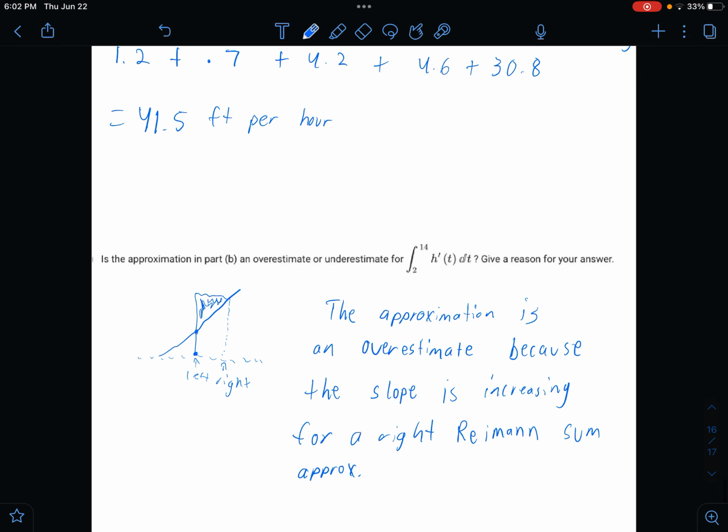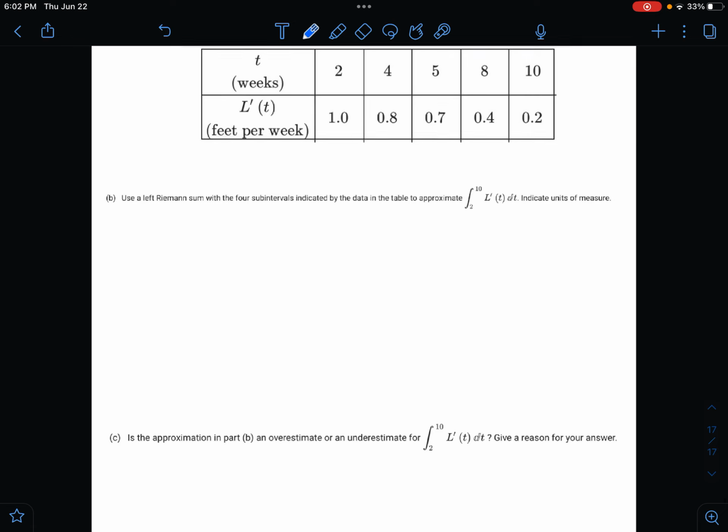Right, okay. So now that we've got that done, let's move on to the left Riemann sums. Reading the question, it says, use a left Riemann sum with the 4 subintervals indicated by the data in the table to approximate the integral from 2 to 10 of L prime of t dt. Indicate units of measure.